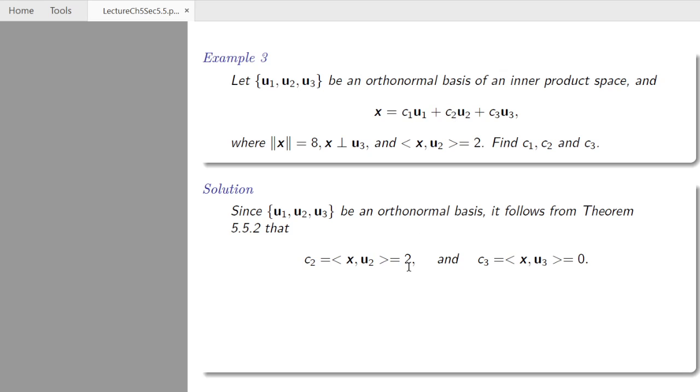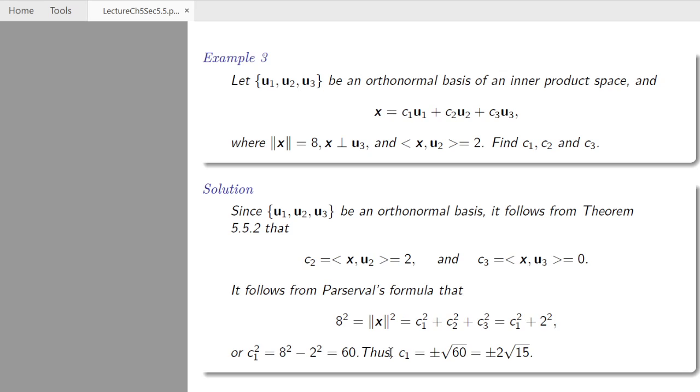So that we can say C2 equals 2. And then by this assumption, x and u3 are orthogonal, so the inner product between x and u3 is 0. That means this coefficient here is 0. Now, once we get the value of C2 and C3, let's use the first assumption here, which means the length of x is 8. We want to find C1.